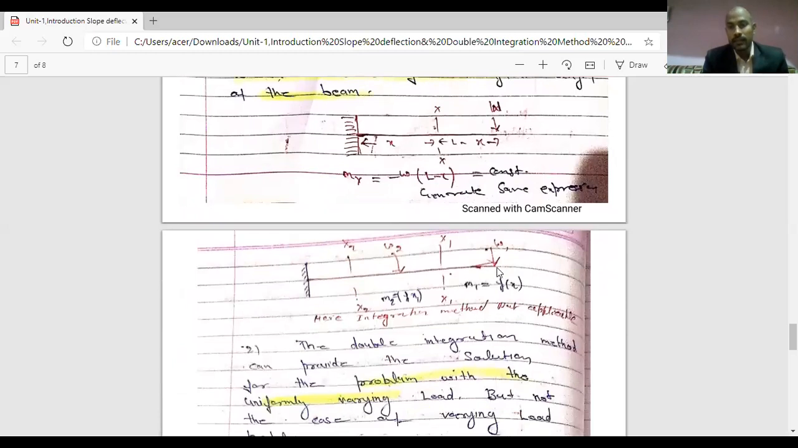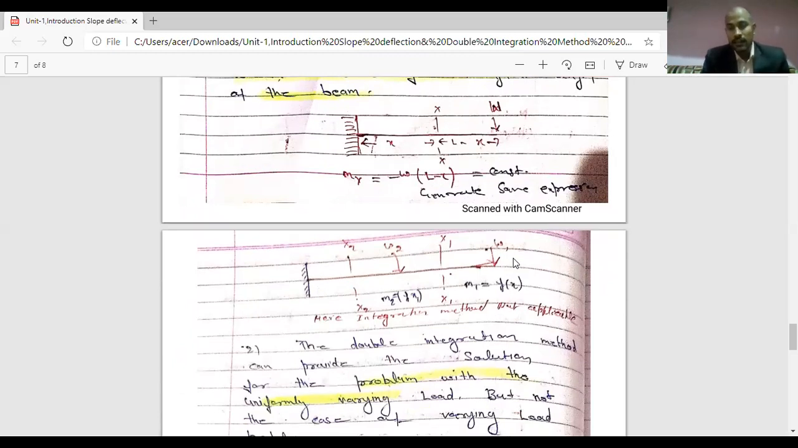If we see the second beam, this beam has W1 and W2 unit loads acting at some distance from the fixed end.